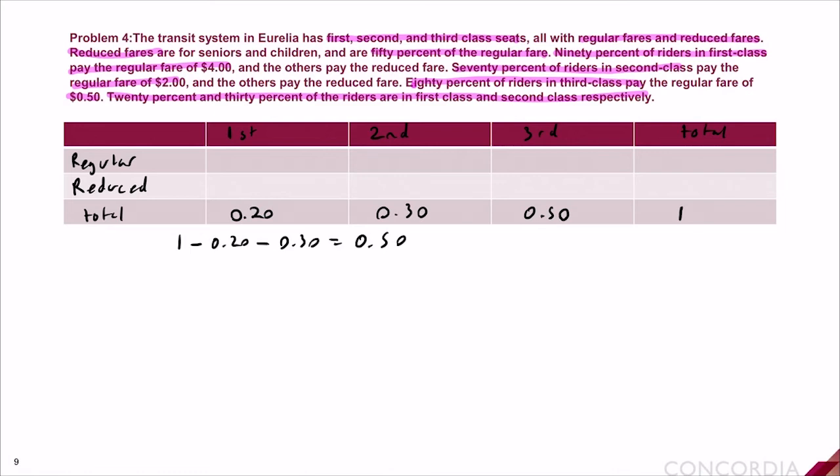The problem also tells us that the regular fare is 50% more than the reduced fare. And it gives us the price for all the regular fares. It tells us that regular fare first class is $4, regular fare second class is $2, and regular fare third class is 50 cents. Now, if the reduced fare is 50% less, we just divide each value by 2 to get the reduced fare prices.